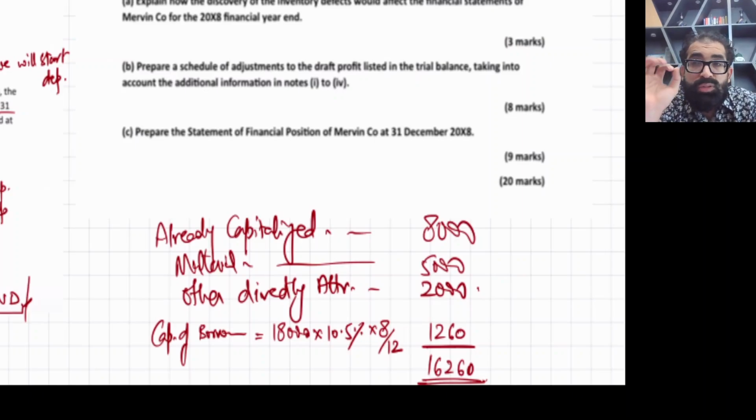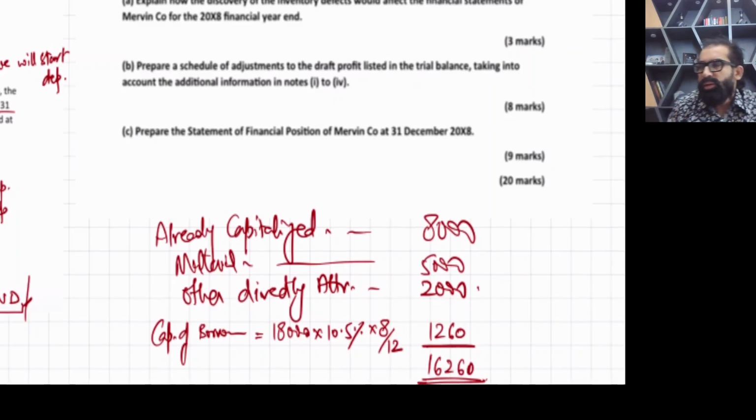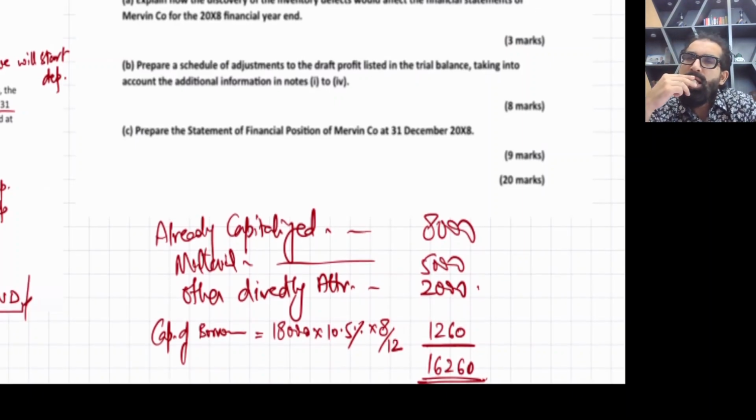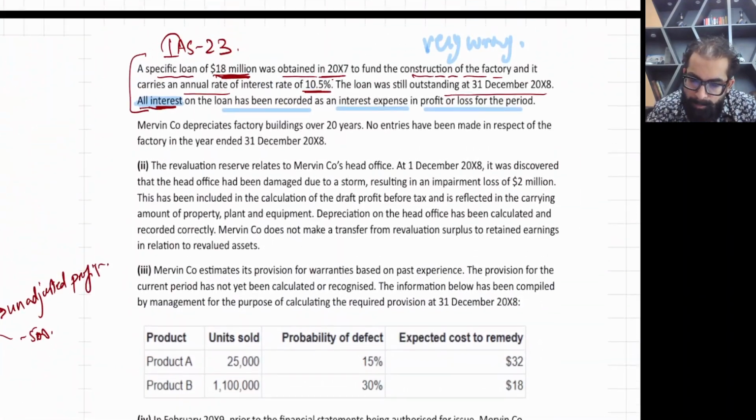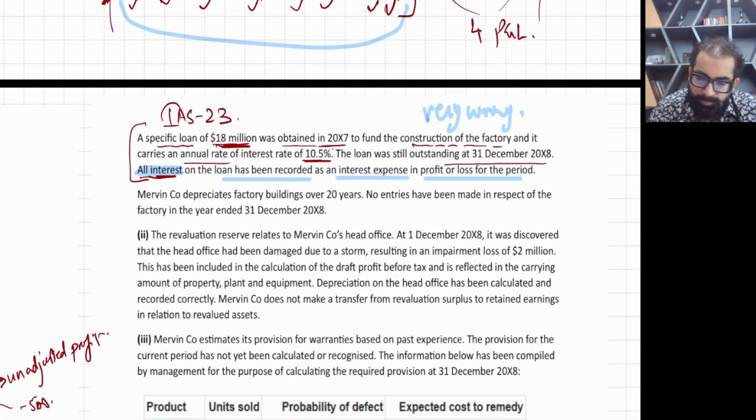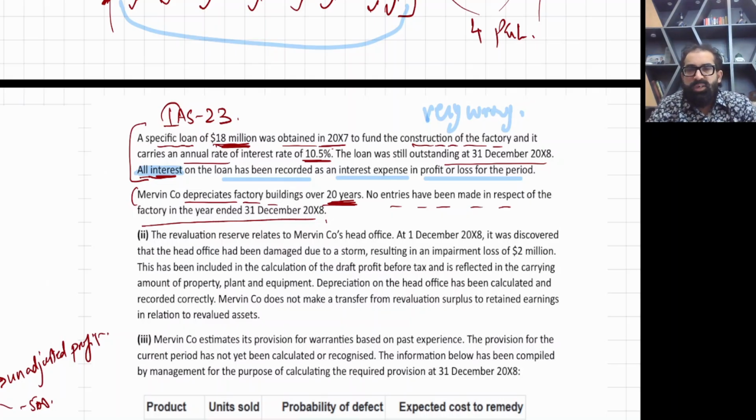And now this 16,260 will be depreciated for the next 4 months. Be confident, please be confident. Mervin Company depreciates the factory building over 20 years. So this is the life. No entries have been made in respect of the factory in the year ended. Okay, that means no depreciation has been recorded.